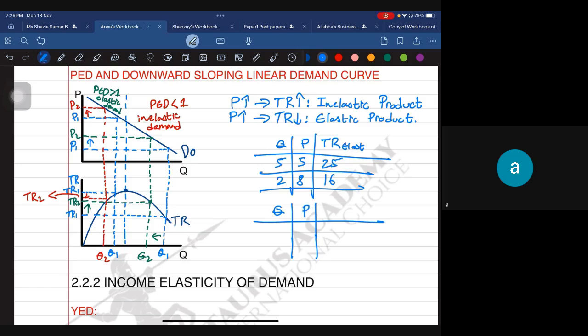Exactly. Okay, makes sense. Now, inelastic.